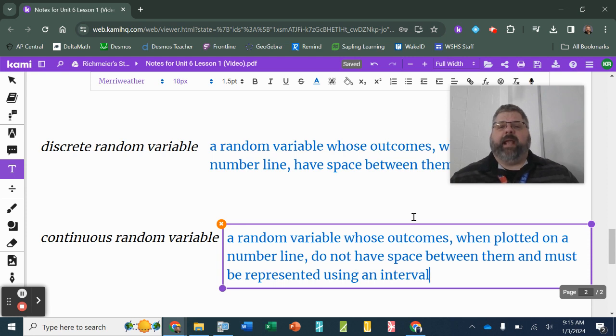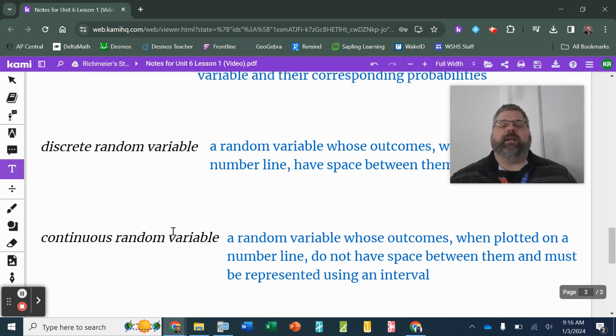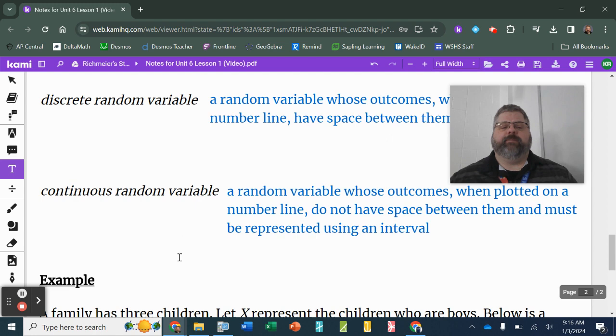So if I was looking at birth weights of infants born at, say, Rex Hospital in December, this would be continuous because it depends on the accuracy of the scale, but really it could be any number in there. It's not a fixed number of outcomes, right? Like siblings. So we have to do it over an interval. There are probability distributions, but the first few lessons are going to focus on discrete random variables, and then we'll get into continuous random variables, something like the normal distribution.